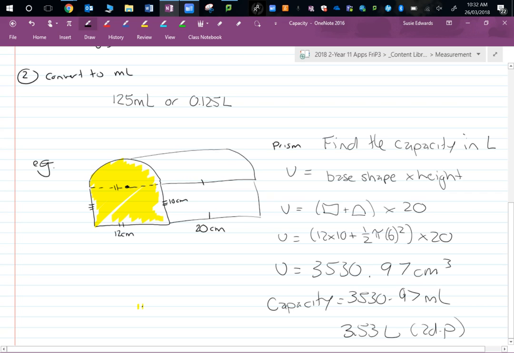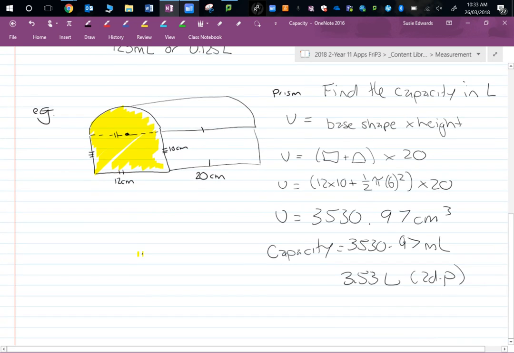If you're not sure about rounding, go to 2 decimal places, but tell me what you've done. Okay? Don't just write 3 or 4 litres or something along those lines. I'm okay with you rounding to 2 decimal places as long as you show me, which is by writing the 2 dp. Any questions?